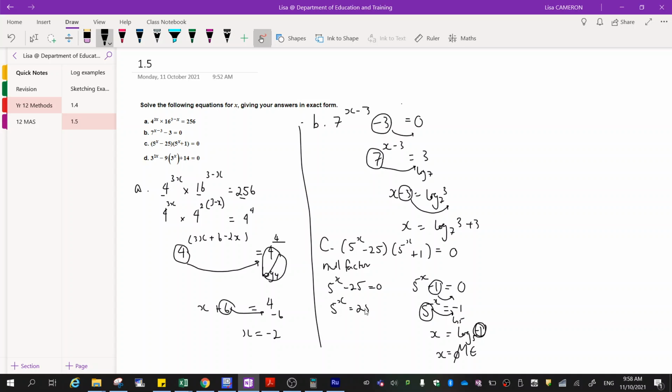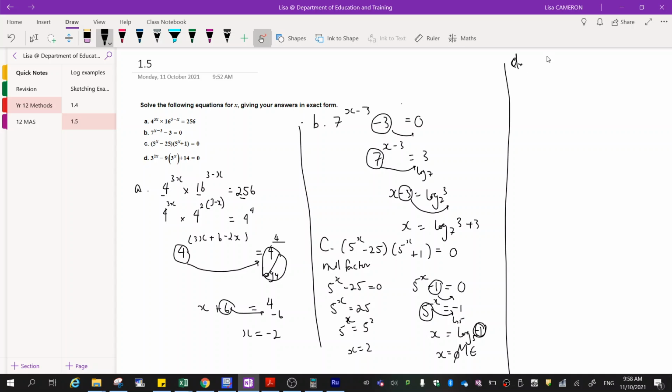5x is equal to 25 when I move this across. Now, I could say that 25 is represented as 5 to the power of 2. So then I can see from this point that x is equal to 2. That was C.